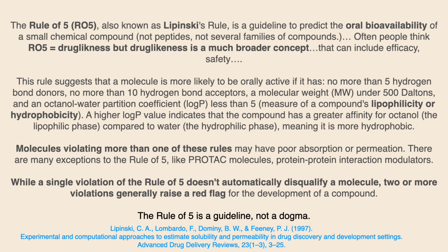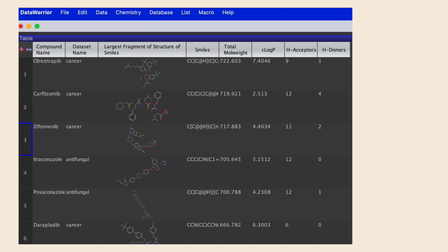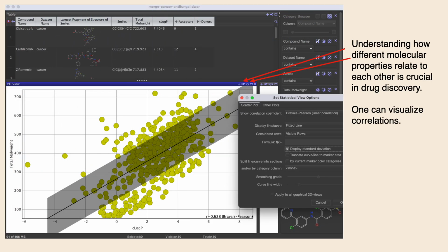For example, the rule of 5 doesn't work well for certain classes of molecules like PROTACs, which are typically much larger and violate multiple criteria. After these computations, you should have 4 additional columns with the 4 properties for each compound. Understanding how different molecular properties relate to each other is crucial in many fields, including drug discovery. One can, for instance, visualize correlations between properties.